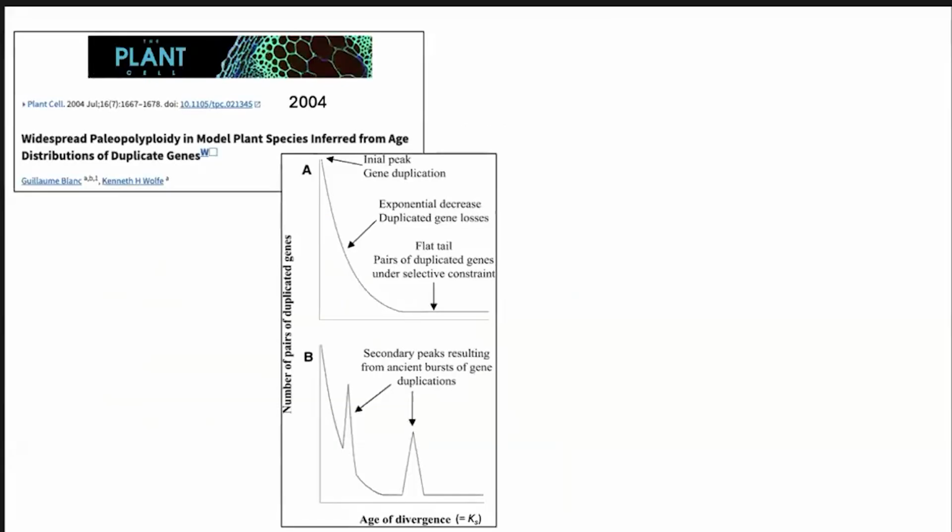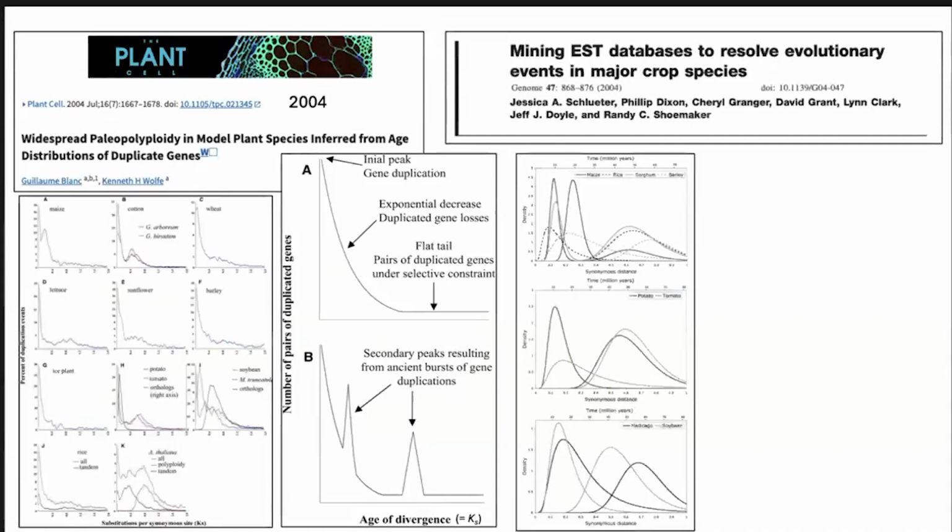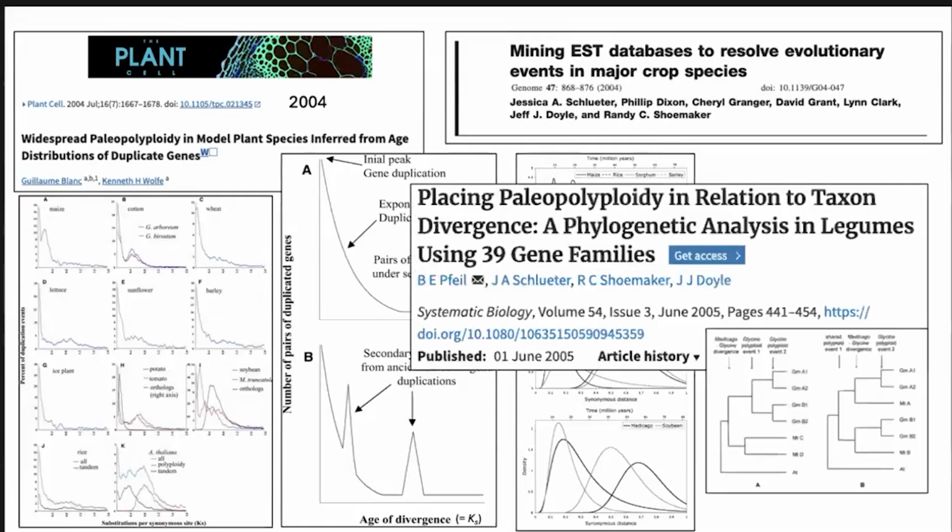This is a seminal paper from Blanc and Wolfe from 2004 explaining how this works. You have this initial peak of duplication, exponential decrease, but then you see these secondary peaks based on whole genome duplications that decay over time as well, but with a different rate than these initial duplications of individual genes. So Blanc and Wolfe and others, we were involved in some of this work, looked at the distribution of these Ks peaks, these duplication peaks across many different species and found them all over the place. So there's a lot of duplication going on.